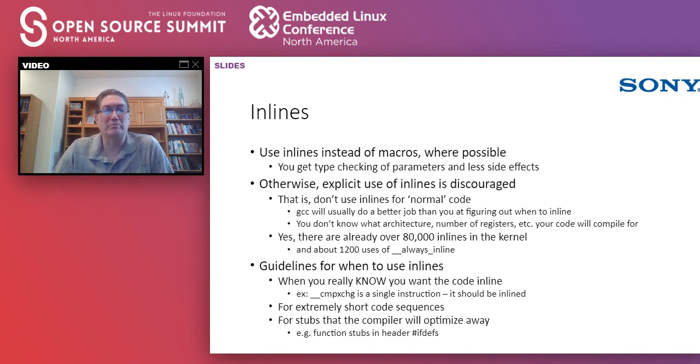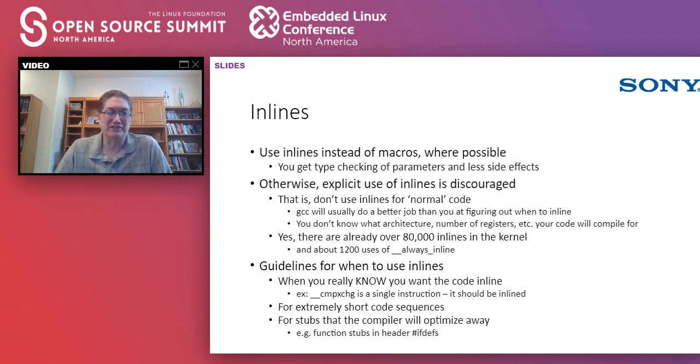GCC will usually do a better job than you of figuring out inlines. It knows what architecture you're running on, the number of registers. It's really easy for a developer to reason about the architecture they're writing the code for, but not so easy to reason about all of the other architectures that the code might run on. So let the compiler do the work of inlining. Yes, I know that there are already over 80,000 inline declarations in the kernel and about 1,200 that use always_inline, but don't follow that example. Just don't declare your functions inline.